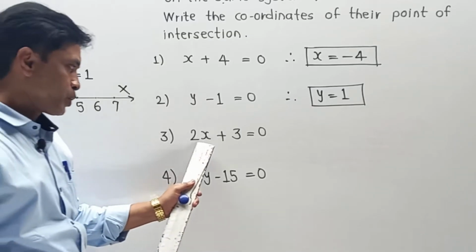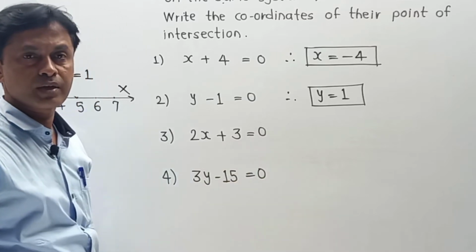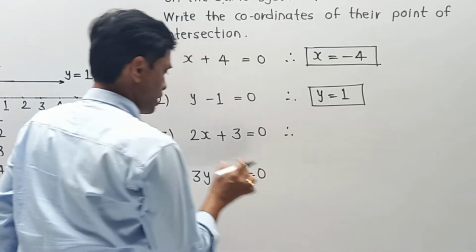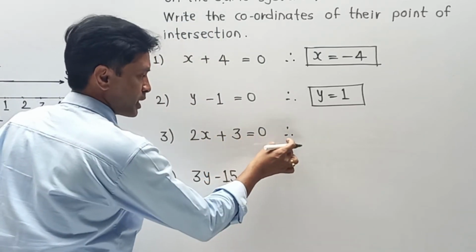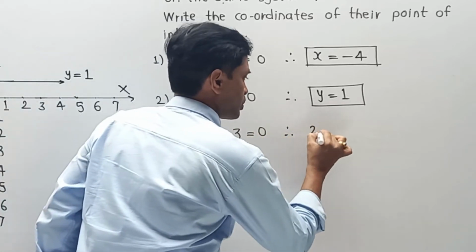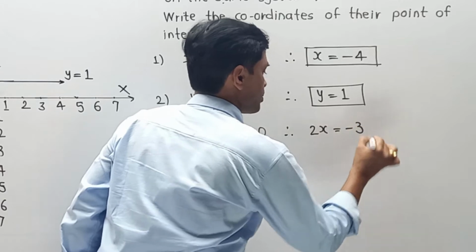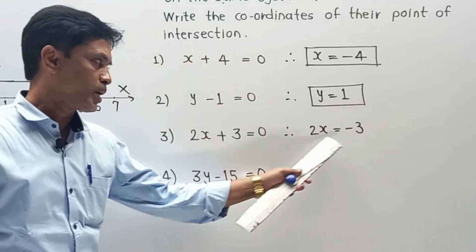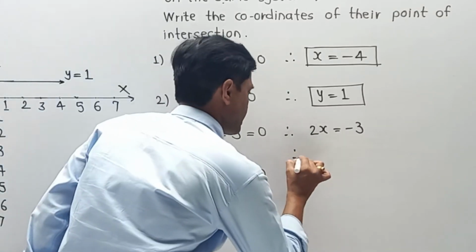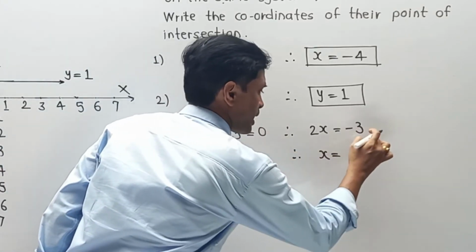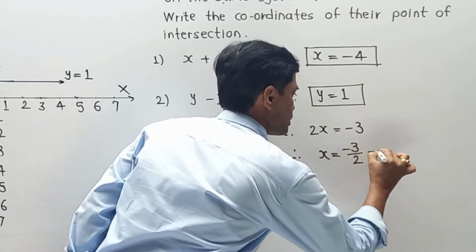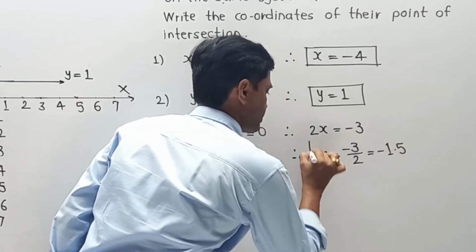The third equation is 2x plus 3 equal to 0. Now we have to modify it step by step. Here 2x plus 3, shifting plus 3 to that side, it becomes minus 3. So 2x is equal to minus 3. We need the simple value of x, therefore x is equal to minus 3 divided by 2, since the 2 multiplied goes to that side as divided by. So minus 3 divided by 2 means minus 1.5.